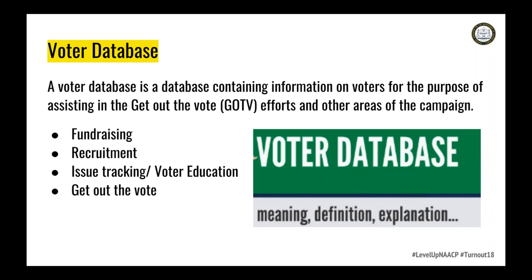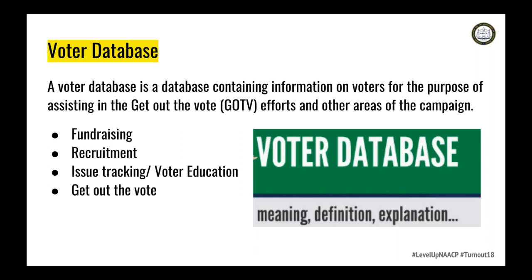Oftentimes what I talk about is that even if you've registered 1,000 people to vote, if they don't turn out to the polls on November 6th, what was that work for, right? So we want to ensure that folks are turning out on November 6th, that folks are able to get to the polls efficiently, and you're thinking through this whole process. How are you maybe alleviating some of the stress for folks to get to the polls? How are you making sure that folks are informed? How are you making sure that folks know where their polling place is? And in our past webinars, we talked a little about some voter education events that you can have.